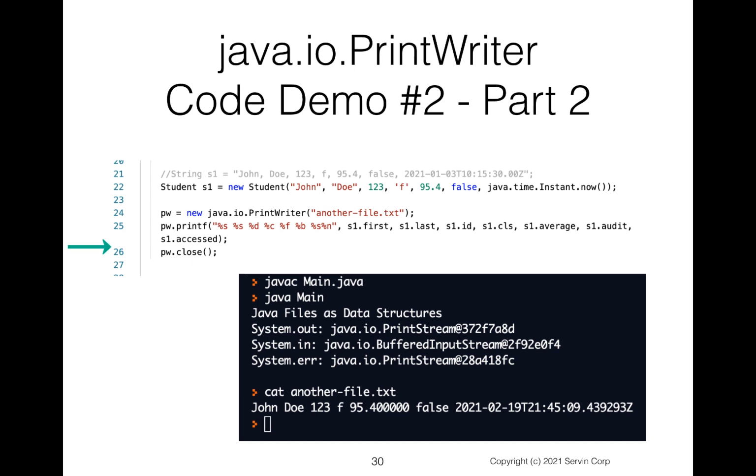To prove that that works, we run our code. Notice the console. I first do a javac to compile it, then I do a java Main to run it, and to prove that I wrote to the file, I do a cat on anotherfile.text, and sure enough, you see what we just wrote using the PrintWriter indeed appears in that file.